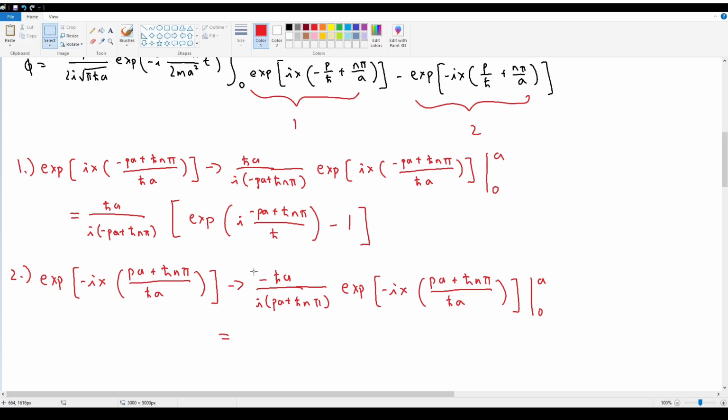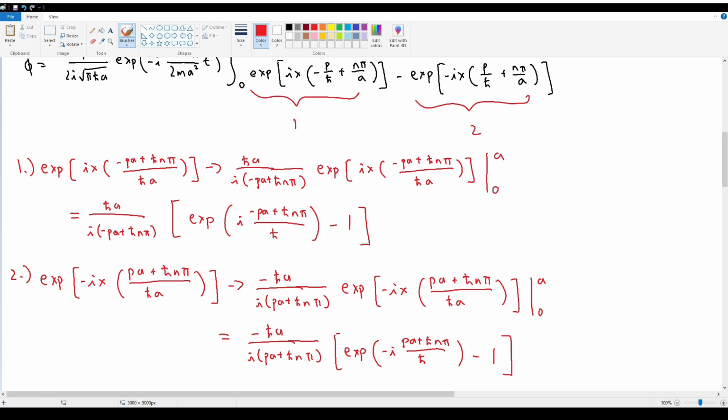I'm going to take this part and factor it out as a constant. And then on the inside, if x is equal to a, you're dealing with an exponential of negative I times pa plus h bar n pi over h bar, because the x becomes an a and cancels with the a at the bottom, subtracted by 1, because once again, if you substitute x with 0, this becomes an exponential of 0, which is just 1. Okay.